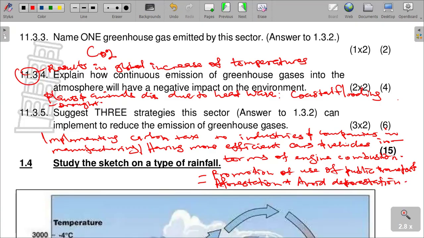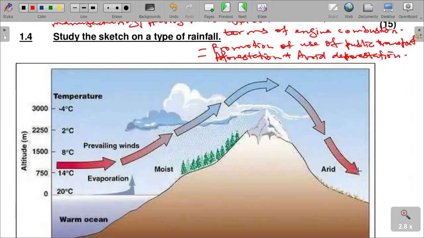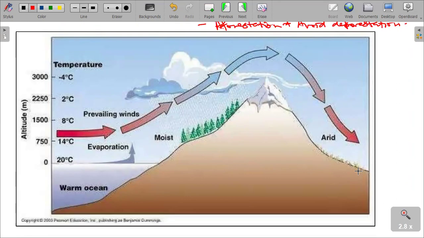Even we can talk about measures to do with rooftop farming or rooftop vegetation growing. You understand? So this is a type of rainfall that is shown in this diagram. We have got an ocean and then we have got our prevailing winds there. We have got our ocean and then we have got the arid there. And then we have got evaporation. All this altitude. And then this is an escarpment, which is shown there.